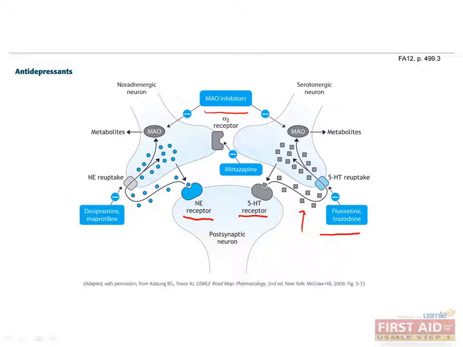To block the reuptake of norepinephrine, you can use meprodoline or tricyclic antidepressants, which block the reuptake of both NE and serotonin. MAO inhibitors also work to block metabolism of norepinephrine as well. Another distinct mechanism of increasing concentrations of norepinephrine is via the action of mirtazapine. Mirtazapine blocks alpha-2 receptors. Normally, alpha-2 receptors would decrease presynaptic release of neurotransmitters, so blocking the alpha-2 receptors with mirtazapine causes an increase in the concentrations of NE in the synaptic cleft.